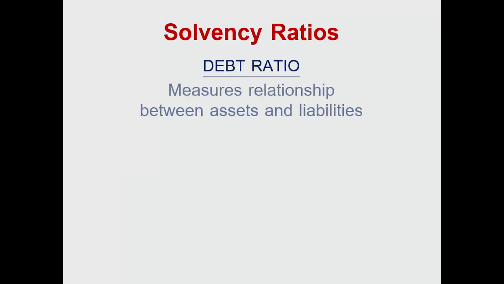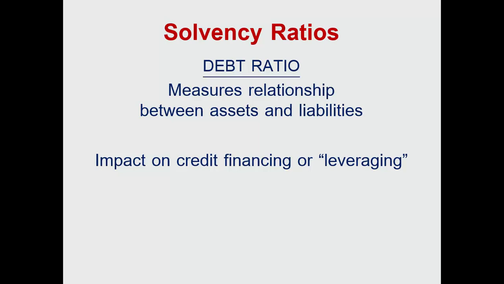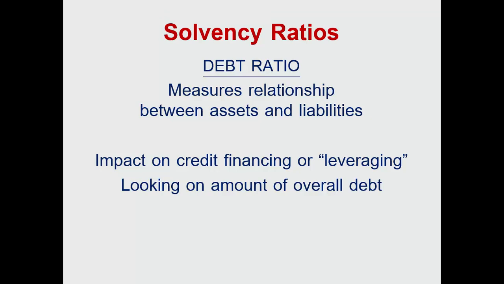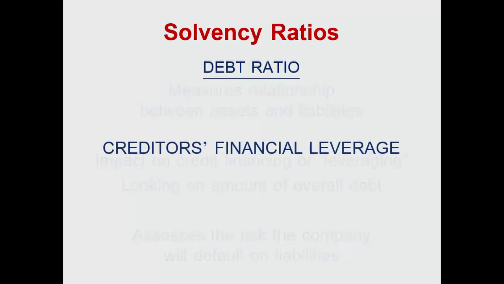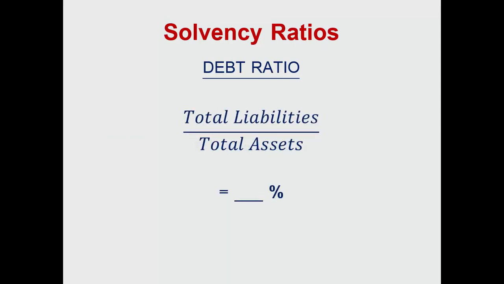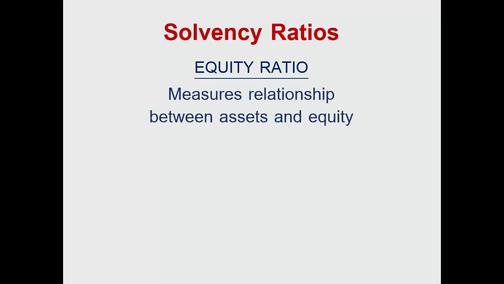Debt ratio. It measures the relationship between your assets and your liabilities. This has an impact on financial leveraging. You're looking at the amount of overall debt as it compares to total assets. It is an assessment of the risk that you might default. This is considered creditors' financial leverage. Total liabilities divided by total assets, expressed as a percentage.